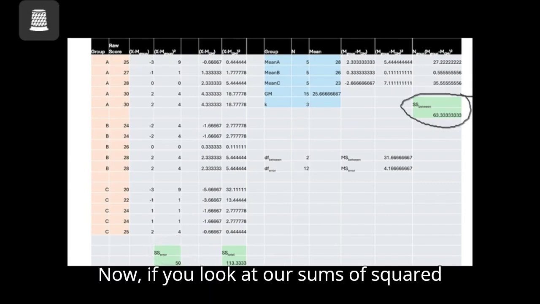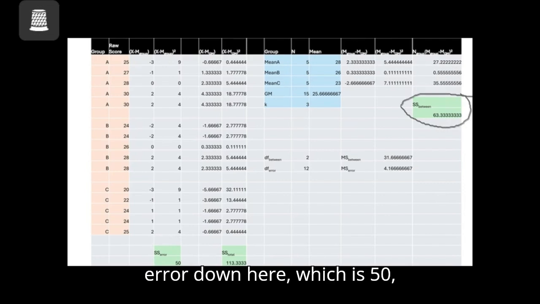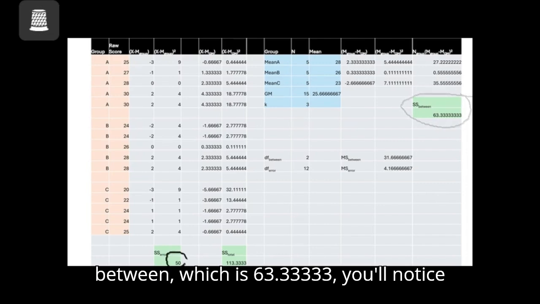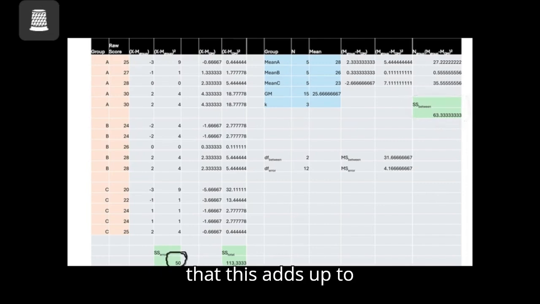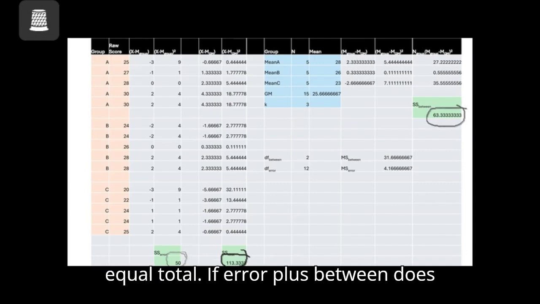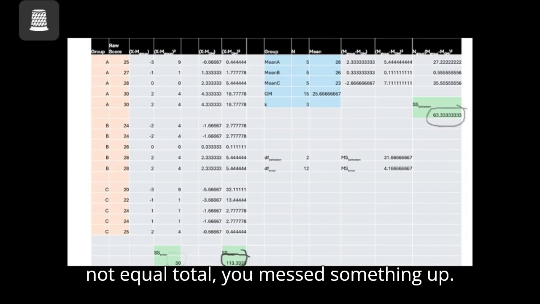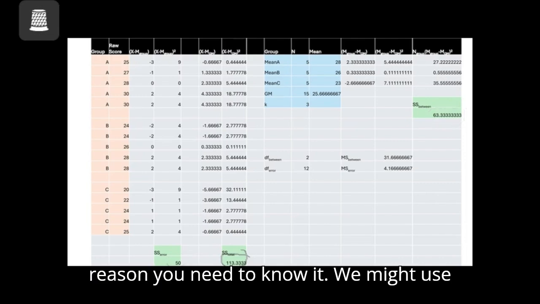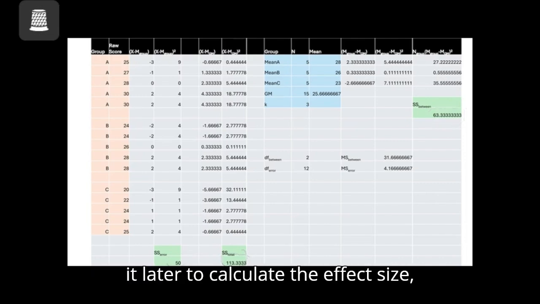Now, if you look at our sums of squared error down here, which is 50, and you add that to the sum of squares between, which is 63.33333, you'll notice that this adds up to 113.33333. This tells us we did things right. The error plus between should equal total. If error plus between does not equal total, you messed something up. That's, for right now, really the only reason you need to know it. We might use it later to calculate the effect size, but when it comes to computing the F statistic, it's just to make sure that you did your math right.